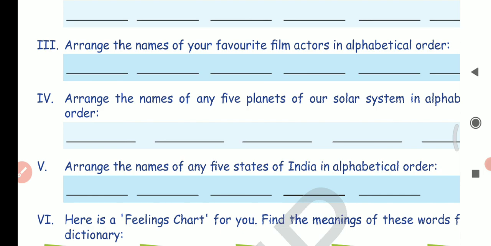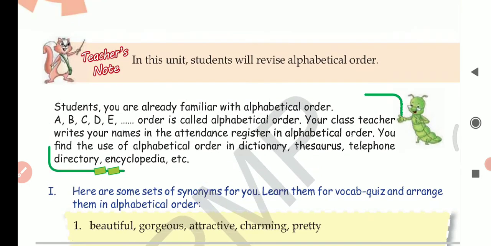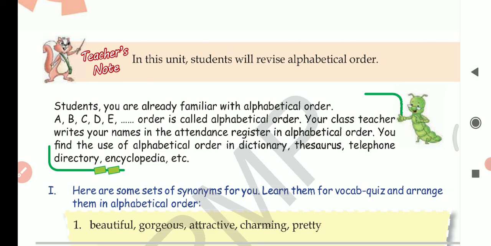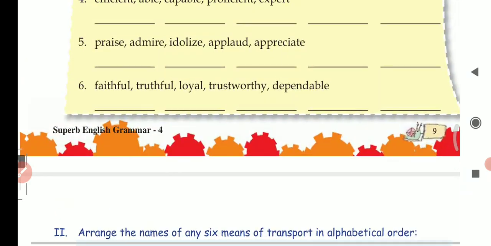So I hope till question number 5 all the exercises are clear to everybody. Till then, keep revising, keep studying. We'll continue with this chapter in the next class. Only I think one exercise is left, that is question number 6.